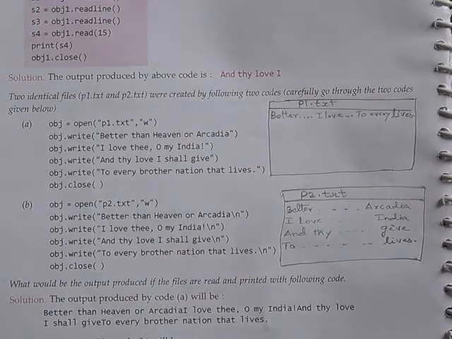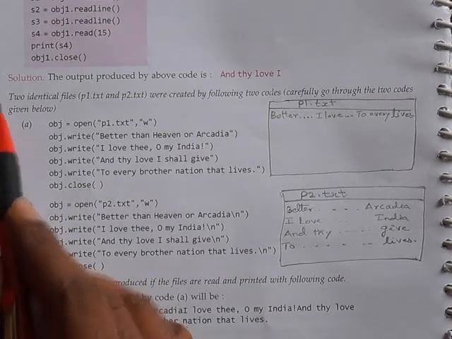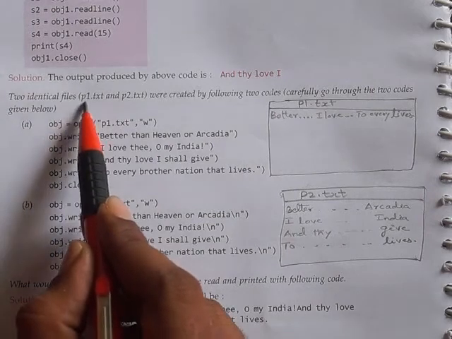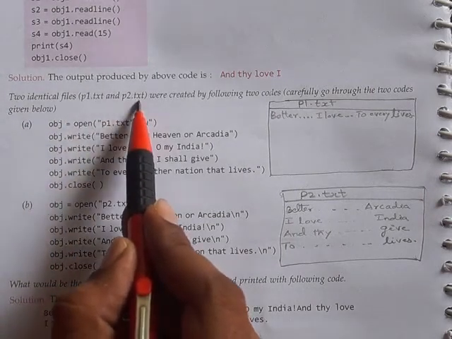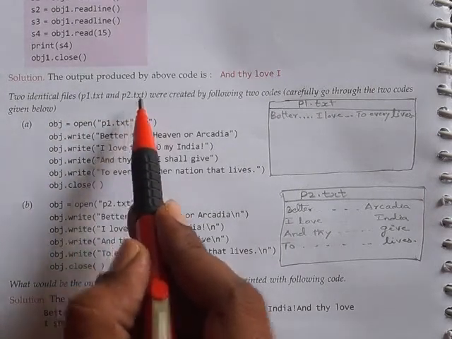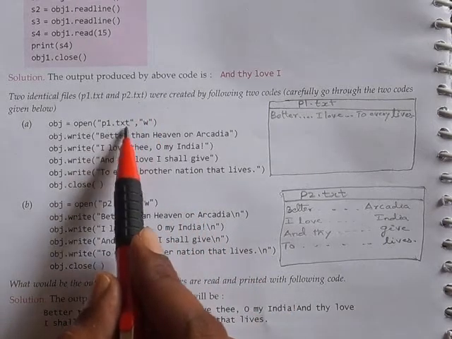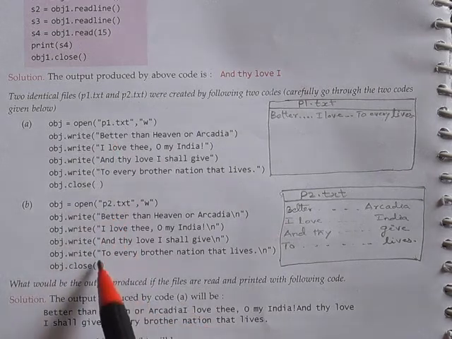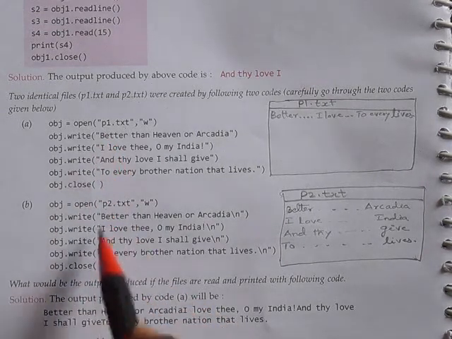So good morning students. It's a computer science class, lesson number 5, file handling. Take page number 196 and take program number 14. Two identical files, namely p1.txt and p2.txt. Okay, file. So here you have to write p1.txt and here you have to write p2.txt. But anyhow, both are same, identical. Both look like same.